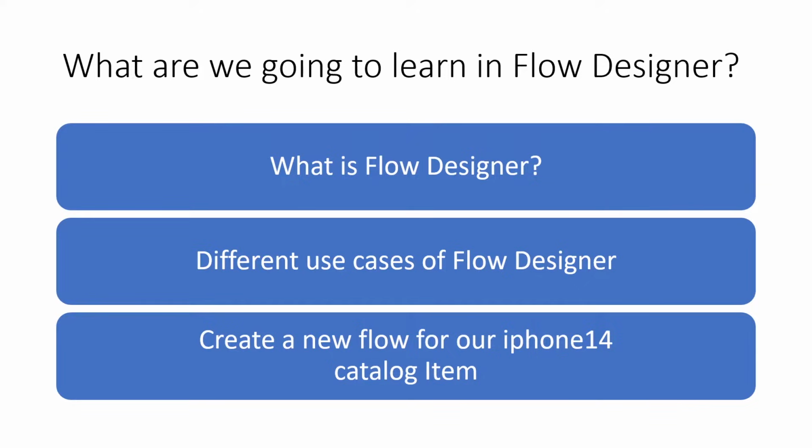Finally, once we are ready with it, we will create a new flow for our iPhone 14 catalog item. Remember, we created the iPhone 14 catalog item in our last video. From there, what are we going to do after submitting the order? After you get the REQ number, what would happen? How many tasks would it create? To whom will it go for approval? What are the different teams that will work on the iPhone 14? Because we have to deliver it to the user. So how all those steps would be done, we will discuss in the last video.